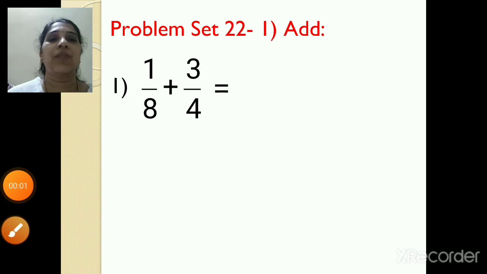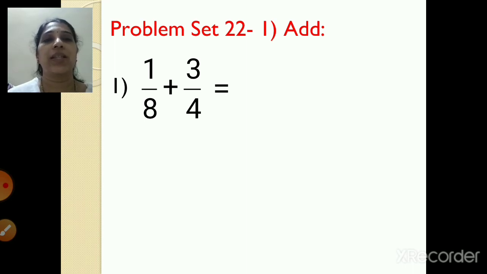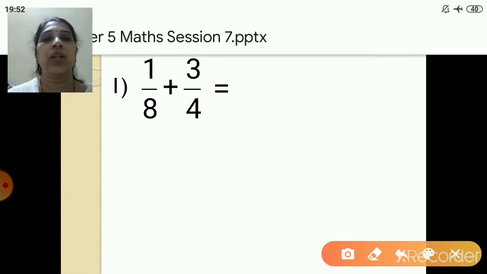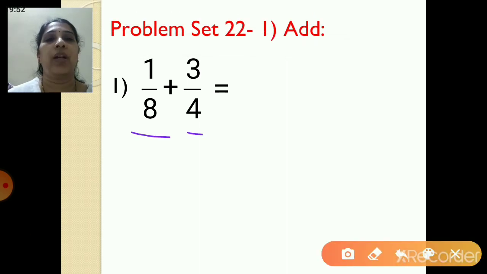So let's start with problem set 22. First one is addition. So, 1 upon 8 plus 3 upon 4. So you can see, children, there are two different denominators, 8 and 4, right? So first you have to make it a like fraction. But before that, just check whether 8 is divisible by 4. Yes, 8 is divisible by 4. So 4 2s are 8.